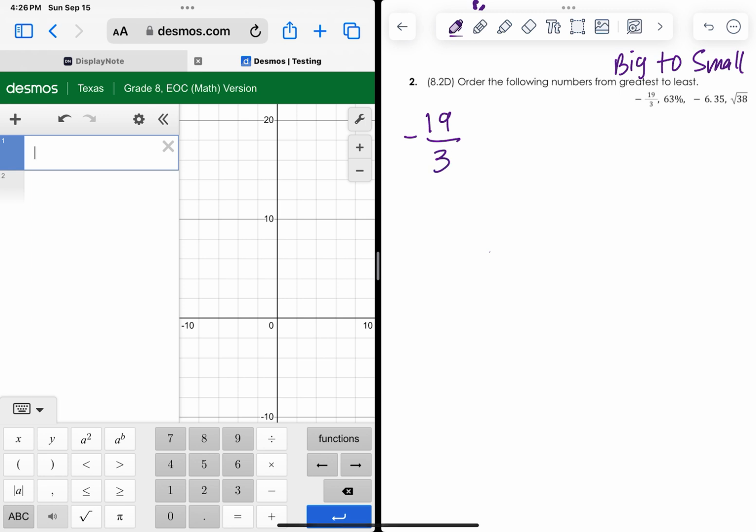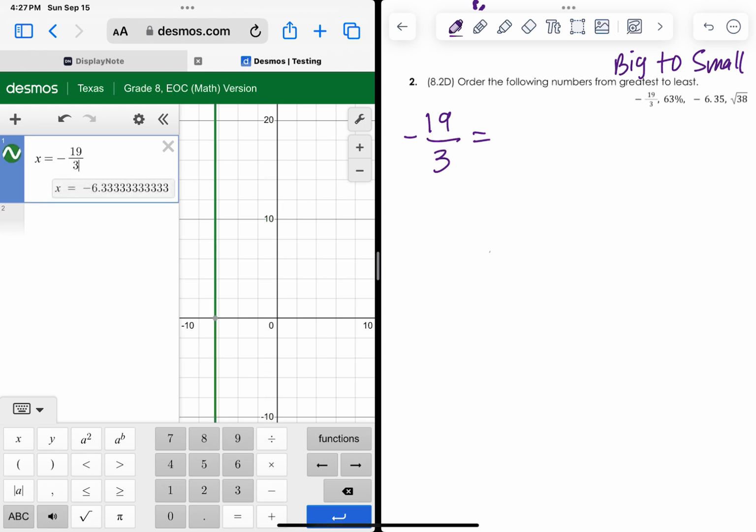The first step to ordering our numbers is, let's turn these into decimals. I'm going to use Desmos, and when using Desmos, we learned a cool trick that we can actually graph these as a line, and it'll tell us the order. So I've got negative 19 over 3. Fractions are just a division problem. So I've got negative 19 divided by 3. My decimal is going to be negative 6.3 repeated. I'm just going to go out to 3 decimal places.